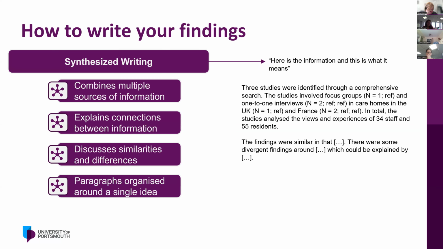So in this example text here, you can see that the studies are presented together rather than as a list. They're not discussed individually like in the previous text, but as a group. You might go on to say that the divergent findings could be explained by the difference in data collection methods. There's focus group and there's interviews, or in the geographical difference of France or the UK. And then you might persuade or argue why that could be a possible explanation.